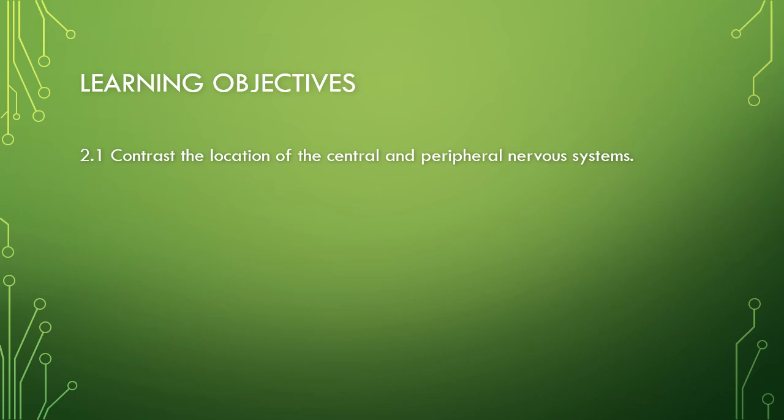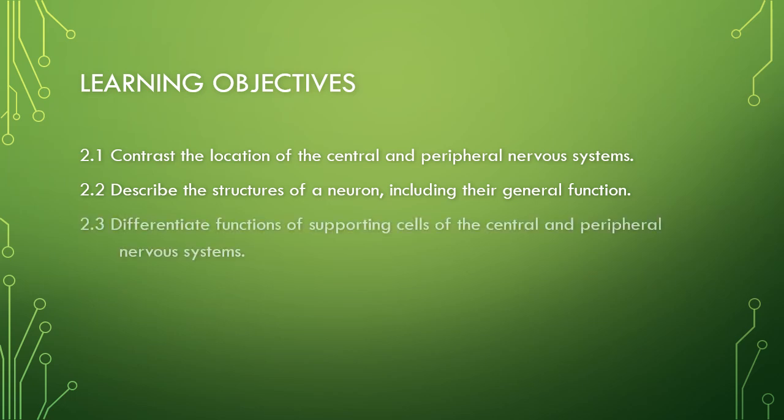For example, contrasting the locations of the central and peripheral nervous systems, describing the different structures inside of a neuron and their function. Hint, this means definitions. This is one of the few lectures where I'm going to ask you to be able to either look up in your book, because you all have that advantage, or regurgitate the structures in a neuron and what their functions are. You should also be able to differentiate the functions of supporting cells of the central and peripheral nervous system.